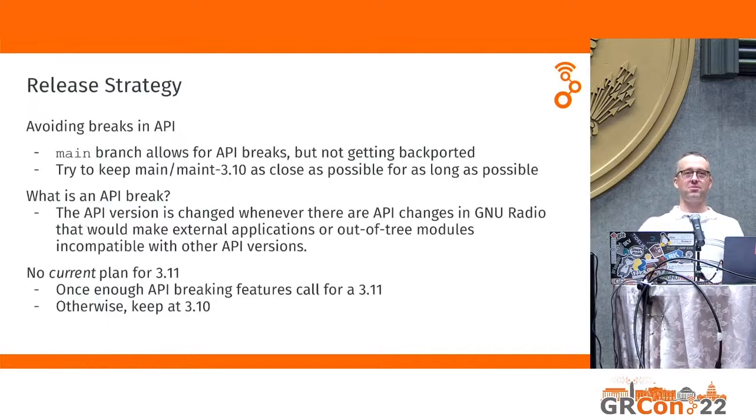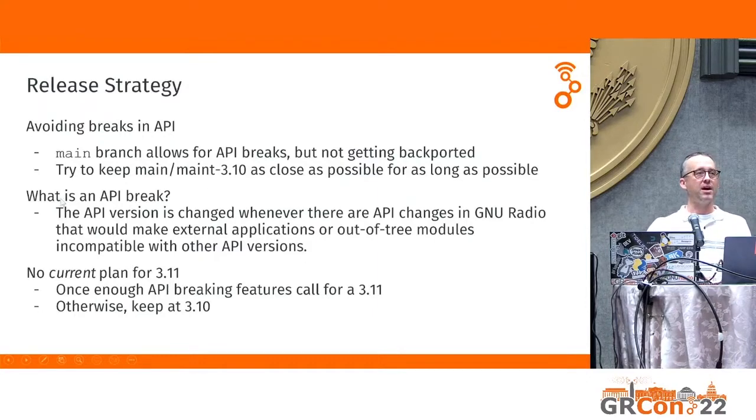All right, so again, probably not the exciting stuff here, but our strategy for these releases is that we're trying to avoid breaks in the API at this point. We're really focusing on stability and reliability. On the main branch, we allow for API breaks, but code pushed into main that breaks API won't make it into the maintenance releases. It might just sit there for a while until we accumulate enough API-breaking changes that we need to make, say, a 3.11 release.